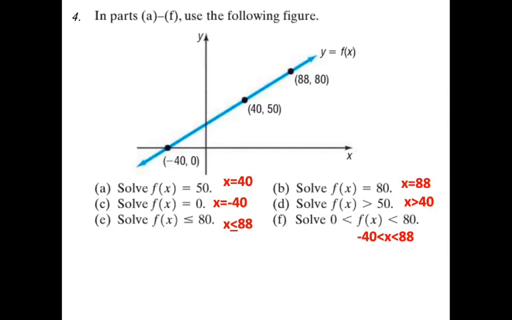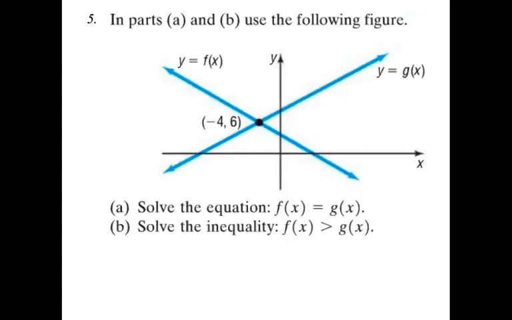And then the last one, F, is the trickiest one here. Where's our function between 0 and 80? Our function is between 0 and 80 on the interval negative 40 to 88. And we don't include negative 40 or 88 in the solution there because we don't want to know where our function is equal to 0 or equal to 80, just strictly between those two values. Same thing for number 5. Go ahead and pause the video and come back after you've got those solutions to check.